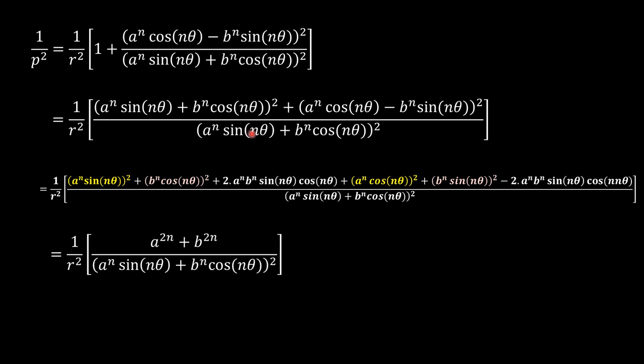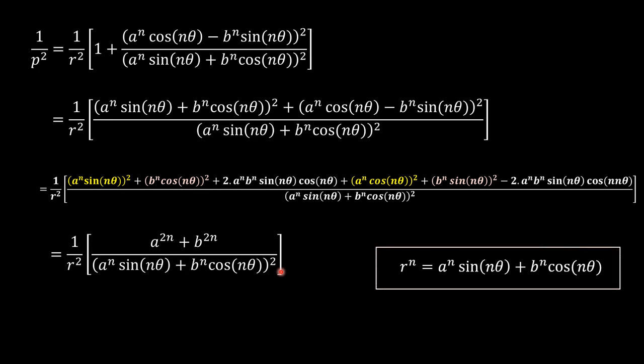So that the above equation reduces to the form 1 by r square into a to the power 2n plus b to the power 2n divided by a to the power n into sin n theta plus b to the power n into cos n theta whole square. So let me now eliminate theta over here, students, by observing the given expression, that is r to the power n is equal to a to the power n into sin n theta plus b to the power n into cos n theta.